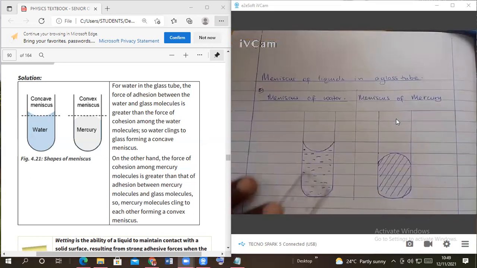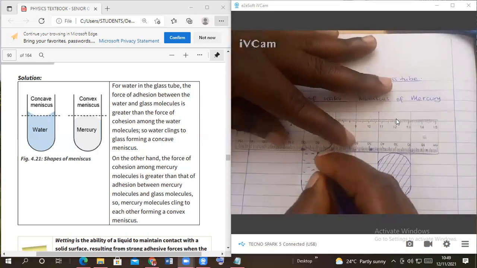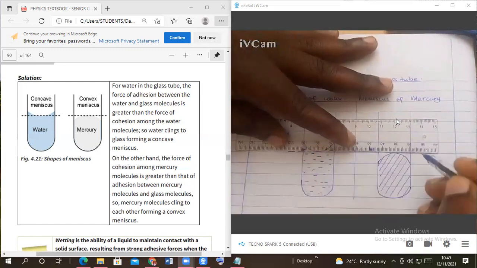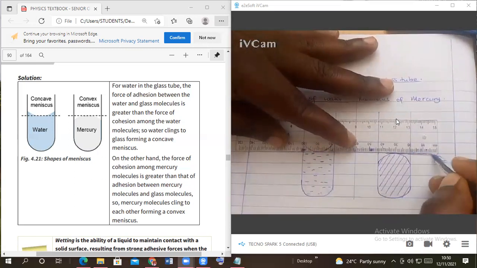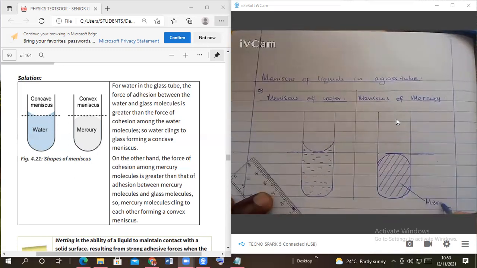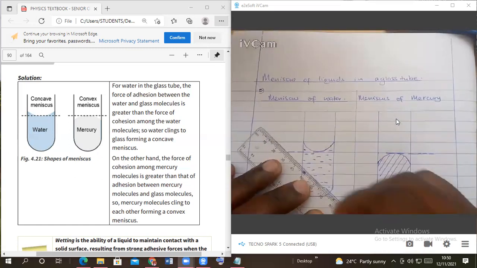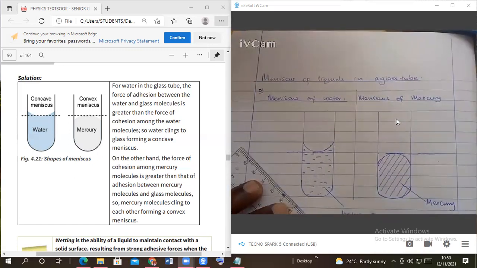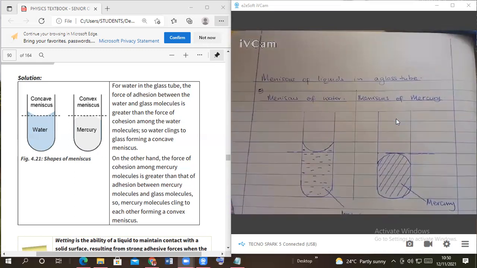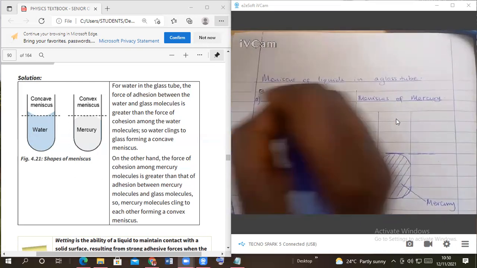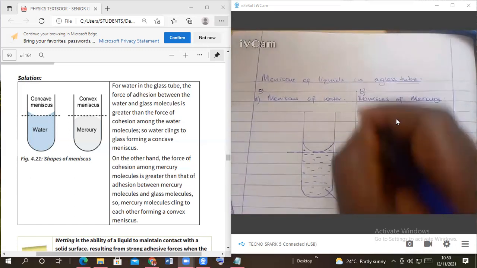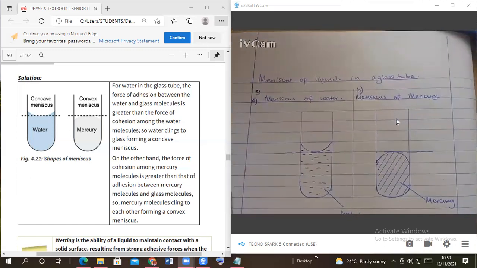Right. So this is the one for water. And this is the one for mercury. So you can label, this is mercury. And this one is water. Okay, let us call this one A. And call this one maybe, let's call this one B. A and the other one is B.